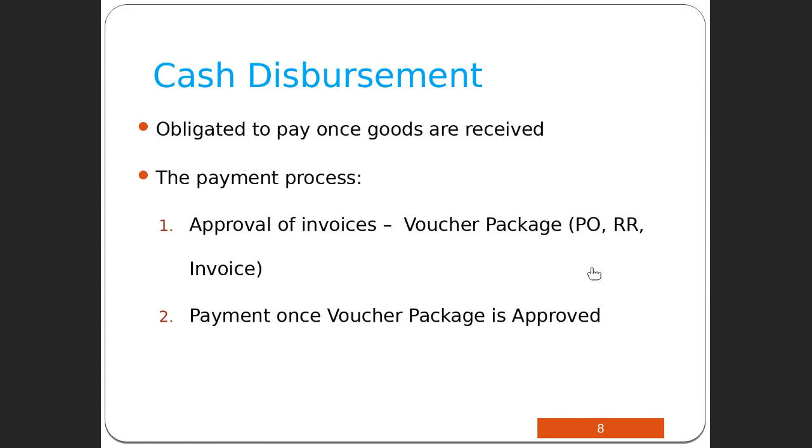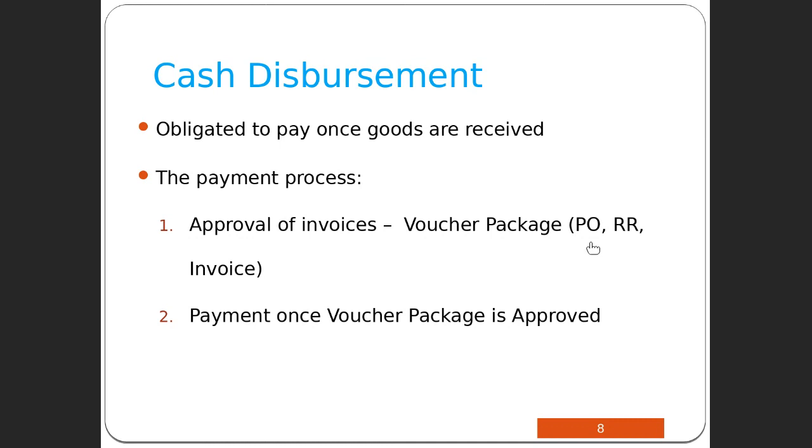I ordered 10, I received 8, and I get a bill for 10. How many should I pay for? 8. So make sure that the bill is correct. We prepare something called a voucher package, which includes 3 documents: purchase order, receiving report, and invoice. These 3 items are matched to make sure that you're paying for what you received. Most of the time, the purchase order, the receiving report, and the invoice will match. All of them will have the same amount, same number.